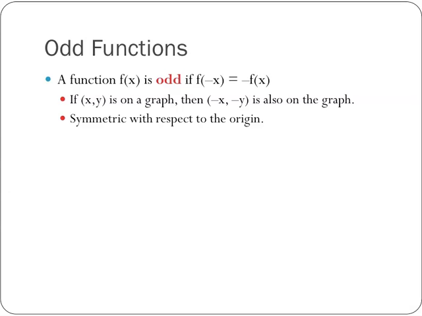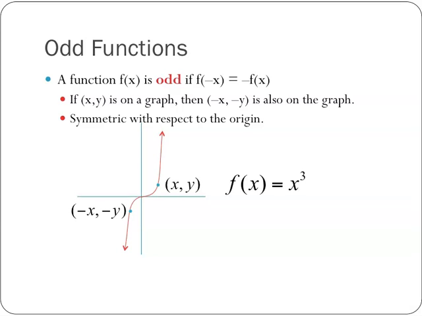A great example of this is f of x equals x cubed. So, for example, we can plug in 2 again. So 2 to the third is equal to 8. But if you plug in negative 2, to the third gives you negative 8. So 2 comma 8 is a point. Negative 2, negative 8 is also a point.